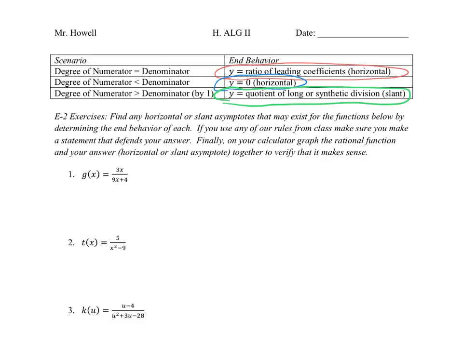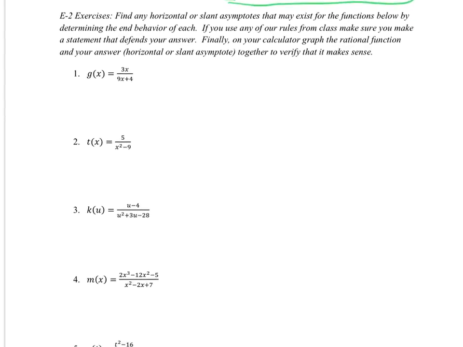Next. Okay. So for these examples, you have only a couple minutes right now. But all we need to do is go through these and identify if it's horizontal or slant. Write those down first. Find them for homework on your own. For now, jot down whether it's horizontal or slant just by looking at the degrees.